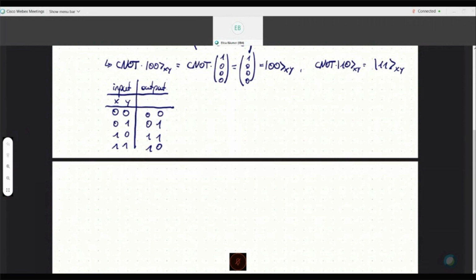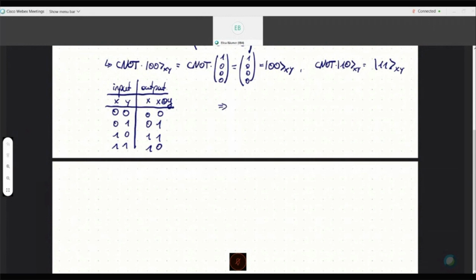So if we look at the output, what we notice is that the first output bit that we get back always equals X. While the second output bit, for 0, 0, we get 0. For 1, 1, we get 0. In the other 2 cases, we get 1. So it's exactly the XOR of X and Y. It's X plus Y modulo 2.